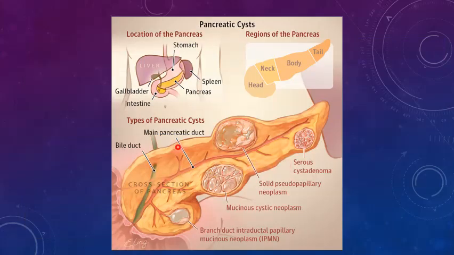Then there are some pancreatic cysts. So the location of the pancreatic cyst is usually in the tail and in the body, as well as in the uncinate process. So in these areas, some cystic lesions can be seen in the pancreas.